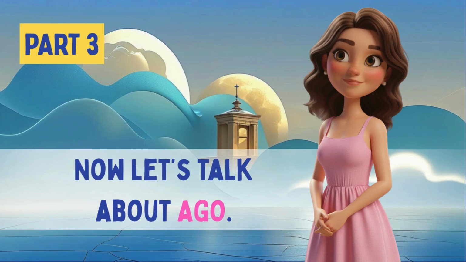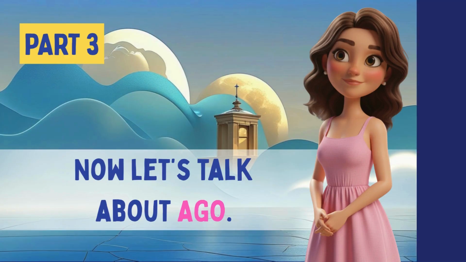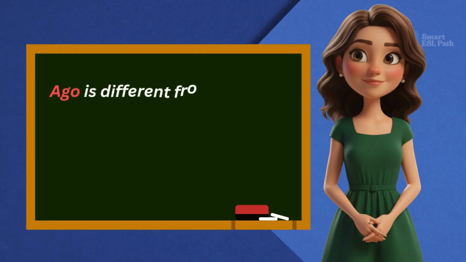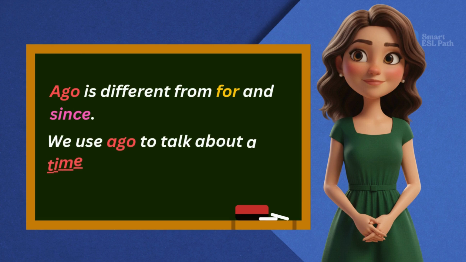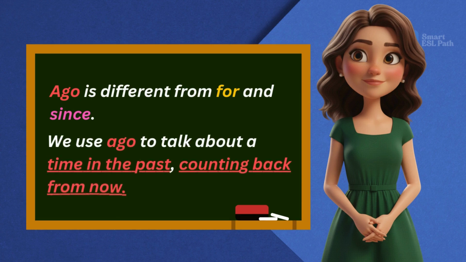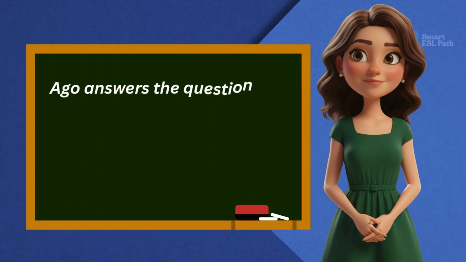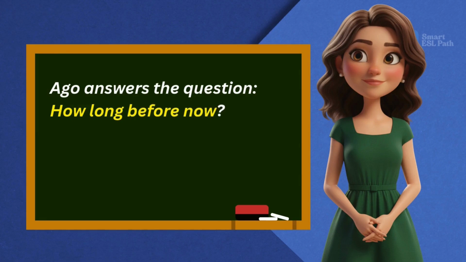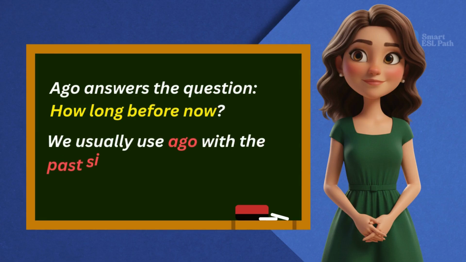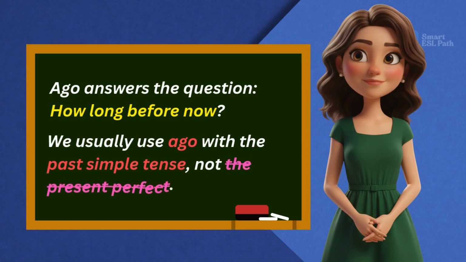Now let's talk about ago. Ago is different from for and since. We use ago to talk about a time in the past, counting back from now. Ago answers the question, how long before now? We usually use ago with the past simple tense, not the present perfect.